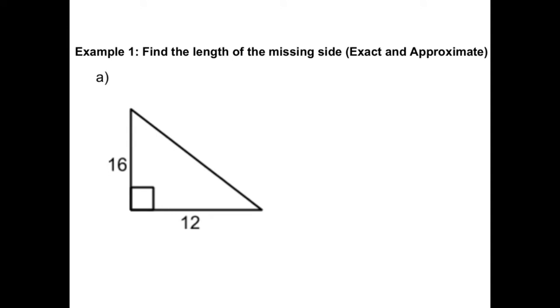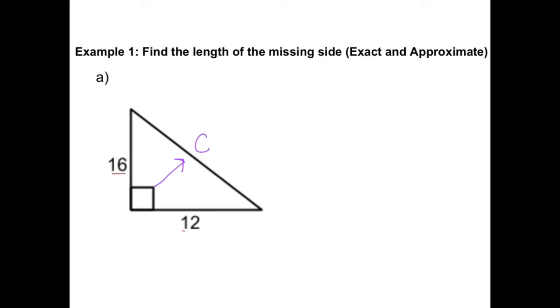So in these examples, we're going to find the length of the missing side. Exact and approximate we will deal with as that issue arises, and that's really just because we're going to be square rooting. What's important for you to recognize when you are given a right triangle is which side is the hypotenuse. So the hypotenuse is always the side opposite of that right angle, and in this case, we do not have that value, so we are missing C.